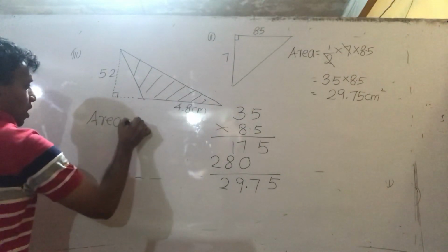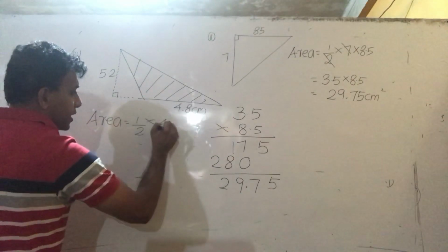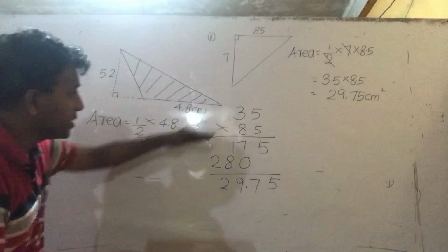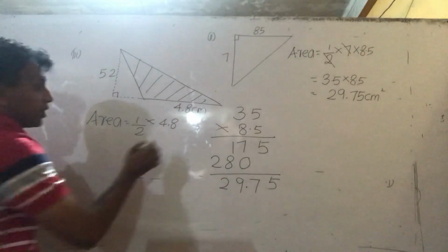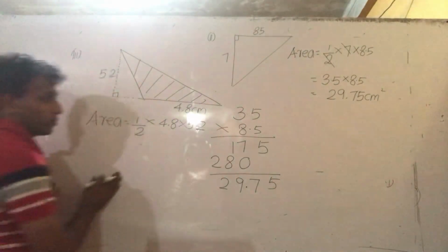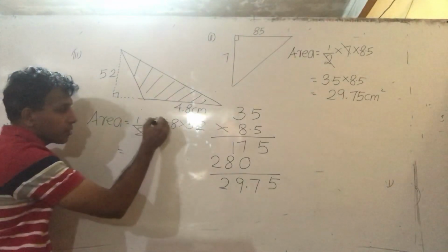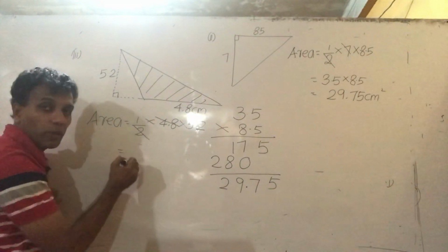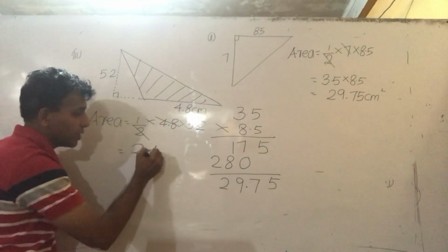Half into base 4.8. With this base, the height showing outside is 5.2. Multiply by 5.2. How to simplify that? Cut the 2 here, cut by this 2. 4, how many 2s? 2 times. 8, how many 2s? 4 times.